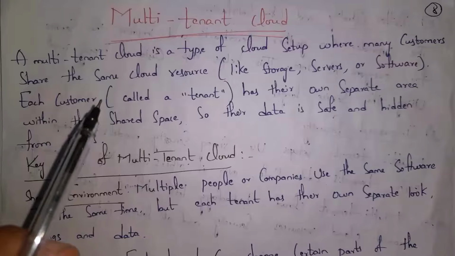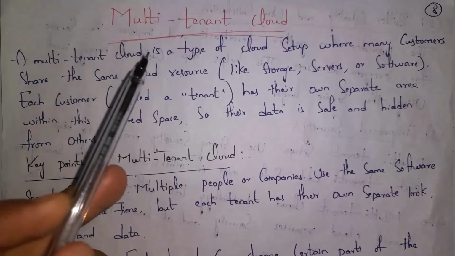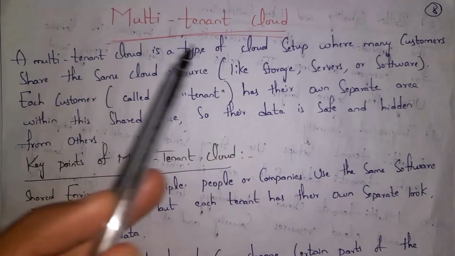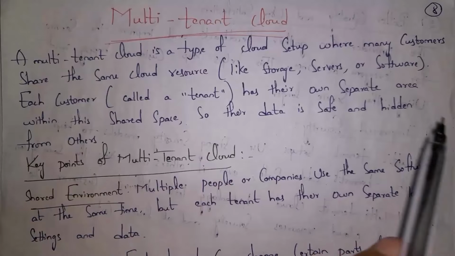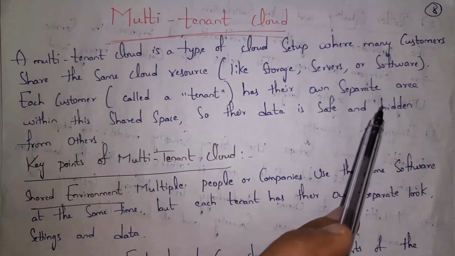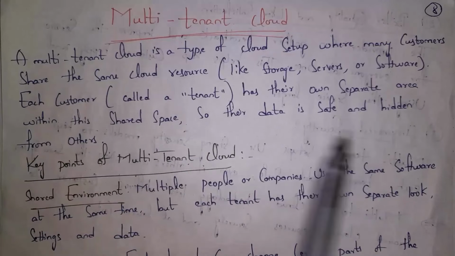Next I will explain what is multi-tenant cloud. A multi-tenant cloud is a type of cloud setup where many customers share the same cloud resource like storage, servers or software. Each customer, called a tenant, has their own separate area within the shared space. So the data is safe and hidden from others.